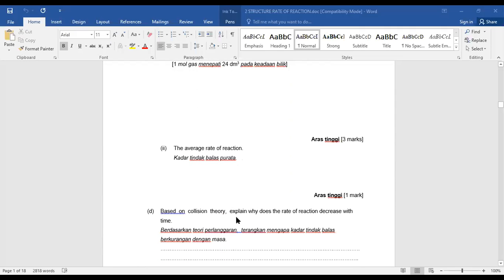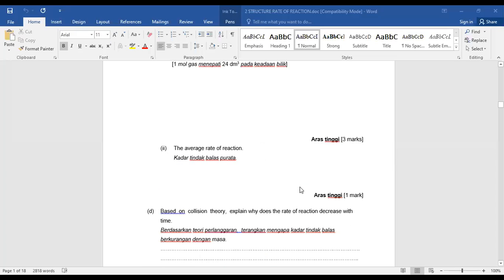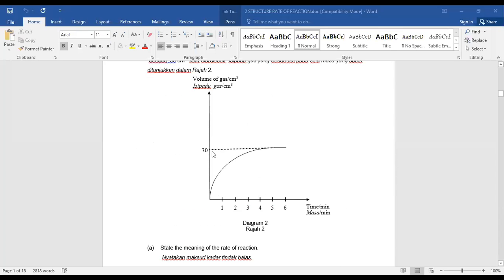Now here, based on the collision theory, explain why the rate of reaction decreases with time. Here they are actually talking about the change in concentration. Can you see? When the graph goes up, meaning more product is formed, the reactant is getting lesser and lesser. So they are trying to tell you, as the concentration of reactant decreases, the rate of reaction also decreases.